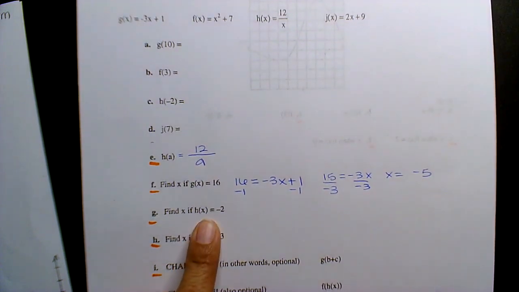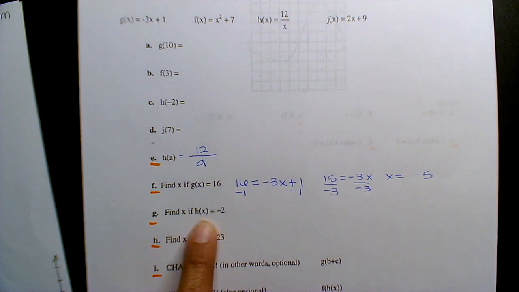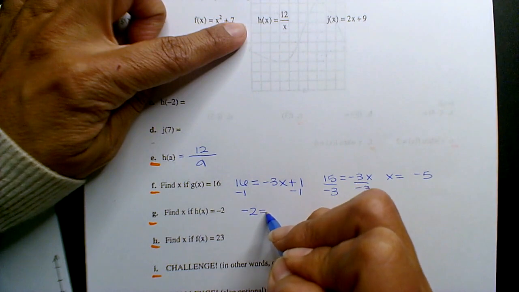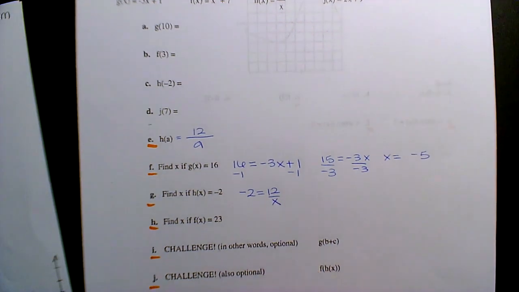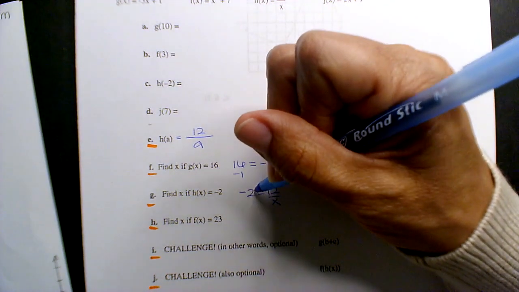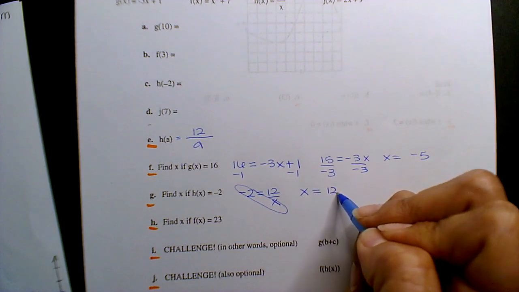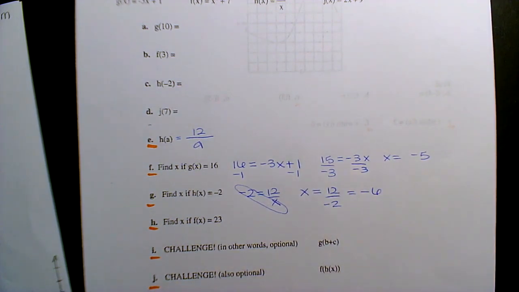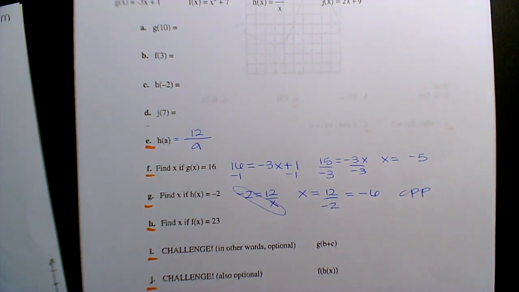So same with H of X. If H of X is equal to -2, I want to find the input value of X that makes the output value -2 correct. So -2 equals 12 over X. Do you guys know the cross product property where if you are able to multiply diagonally, you can also switch diagonally? So then X is equal to 12 over -2, so then it's -6. CPP says that if you're able to cross multiply, you're able to switch the positions.